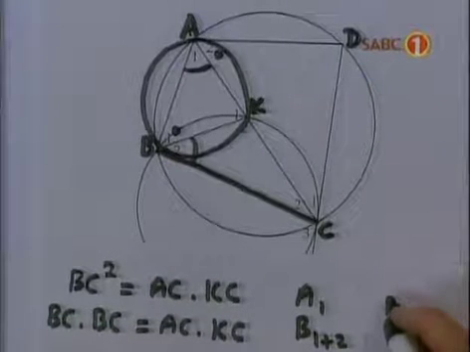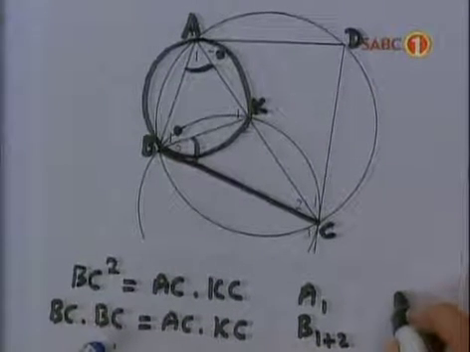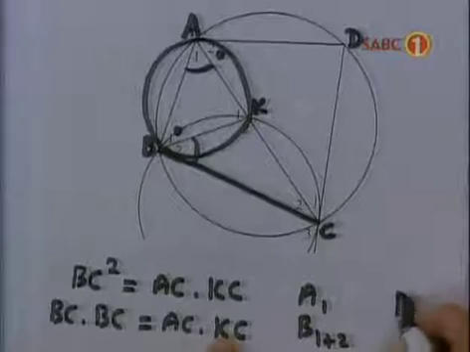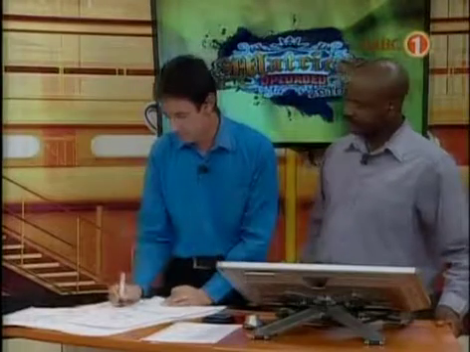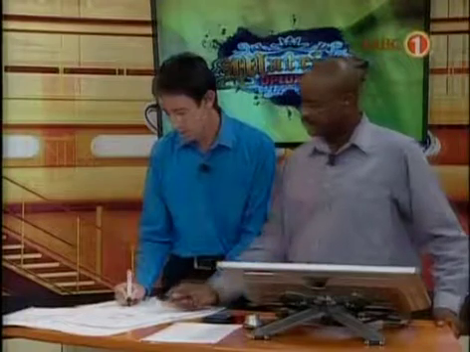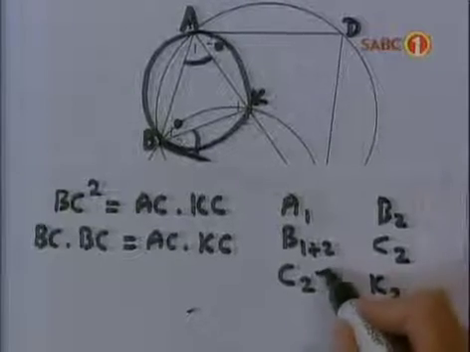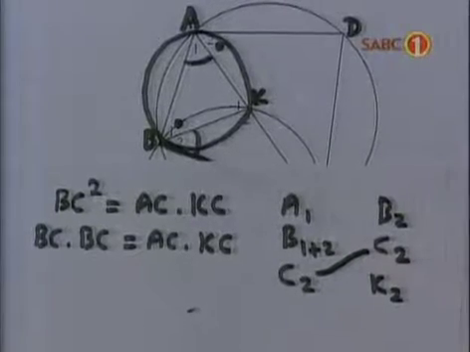So we can write BCK. In BCK we have B2, K2, and C2. Now very important, we're going to match these things. C2 is equal to C2. Do you agree, Nelson?